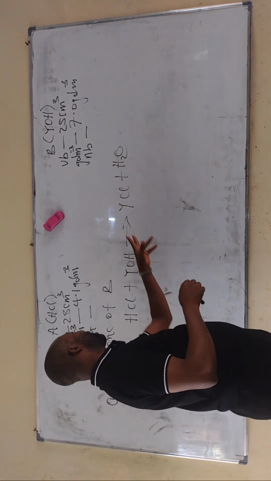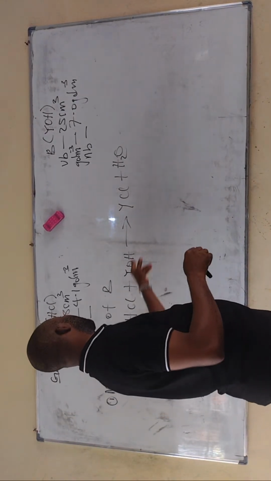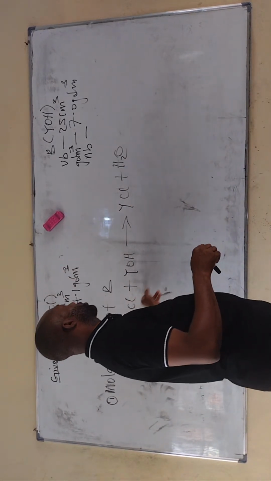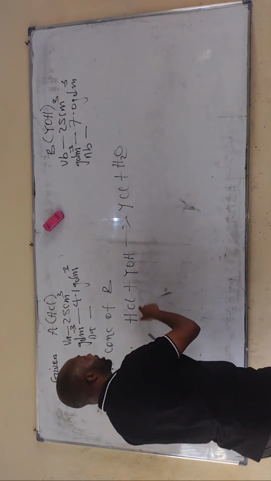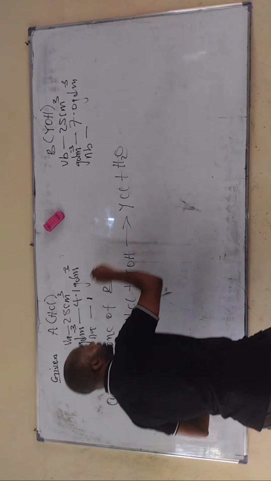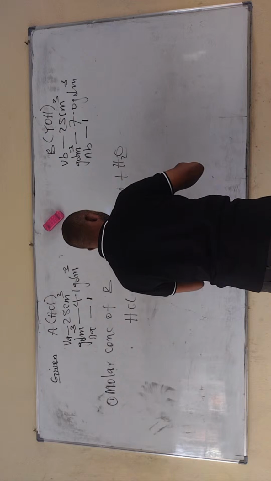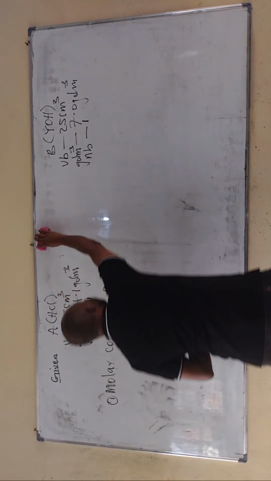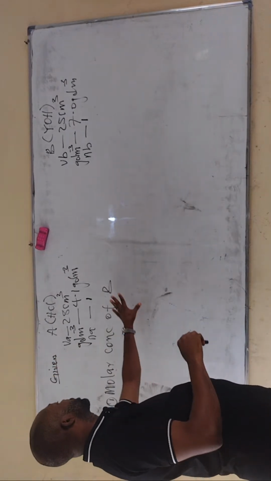Let's check if the equation is balanced. We have one Y, one is there. Hydrogen are 2 of them, we have 2. Oxygen is 1, and chlorine 1. So it's balanced. The number of moles of acid to base is 1:1. So I'm going to take this out. Now they say we should calculate the molar concentration of the base.